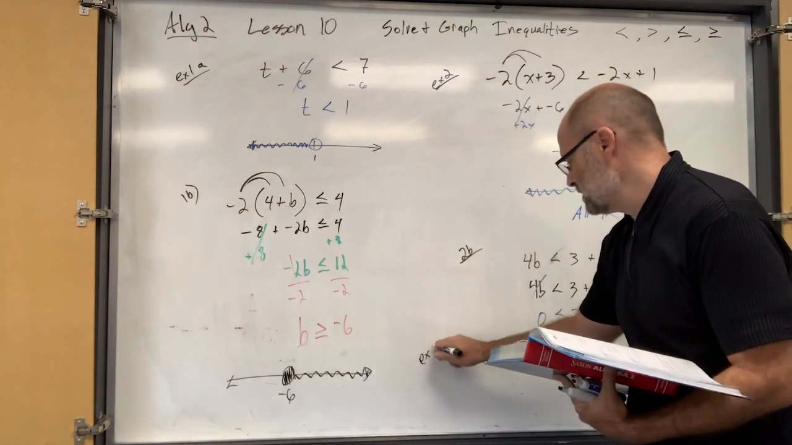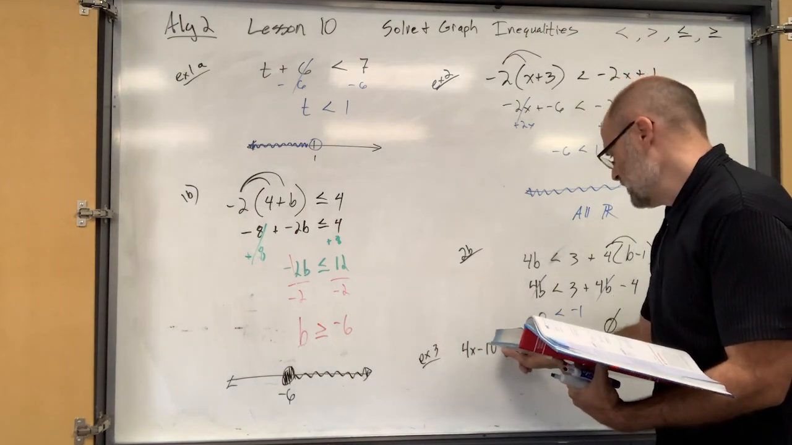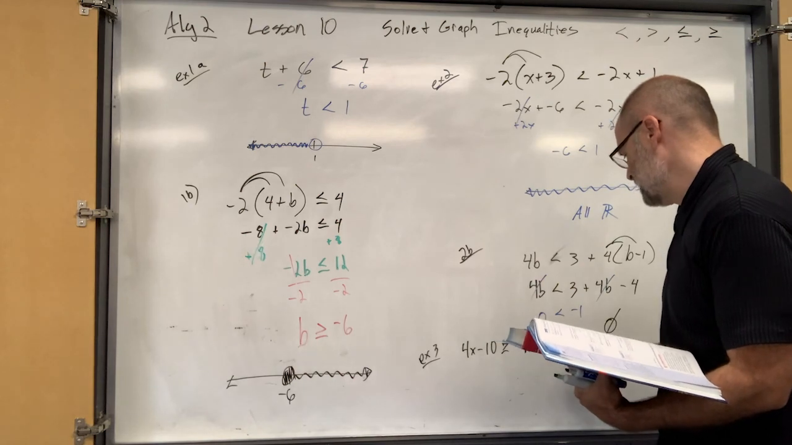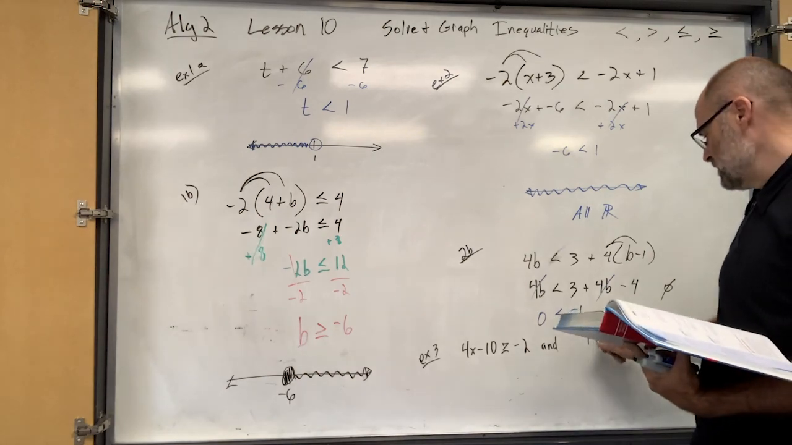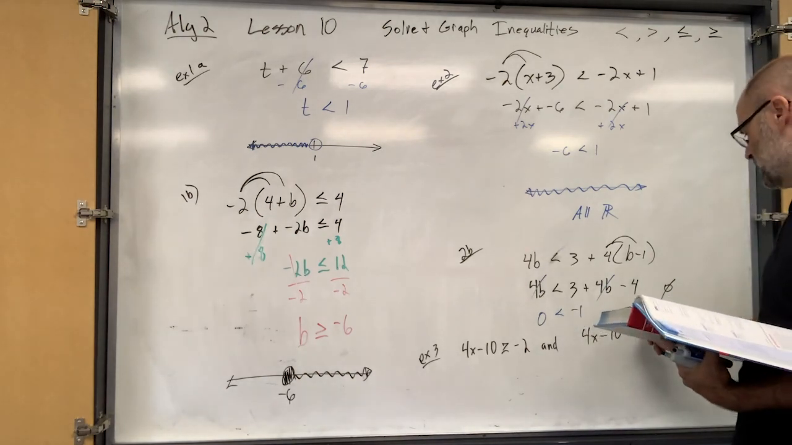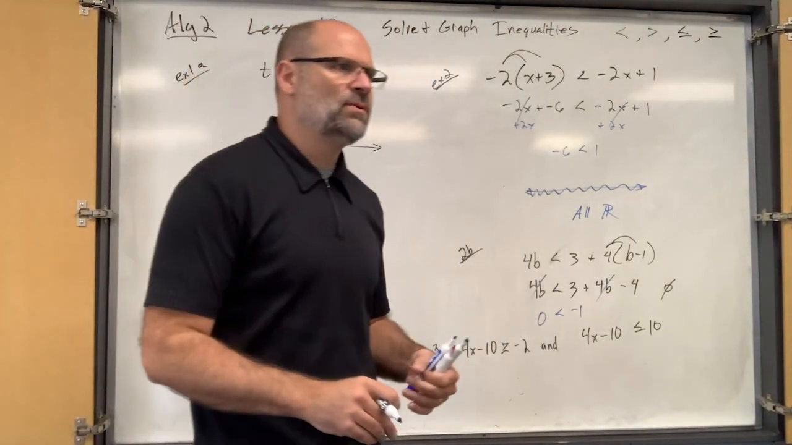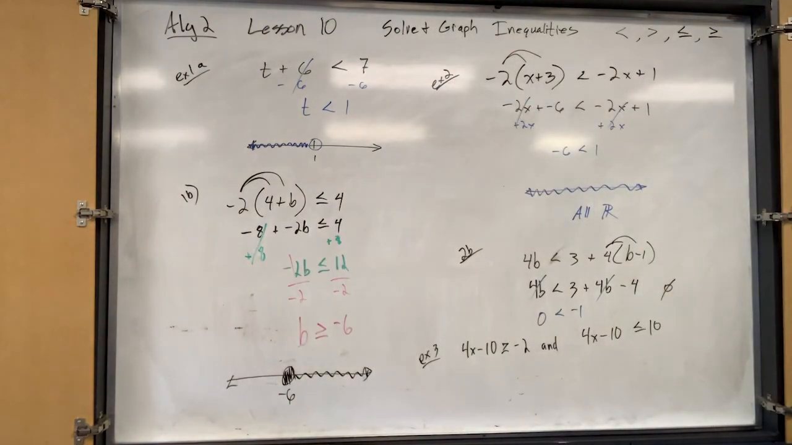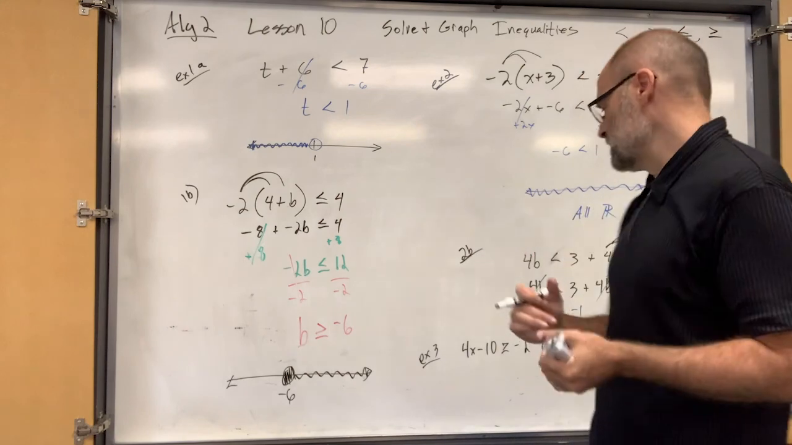So example 3 says this: 4x minus 10 is greater than or equal to -2, and 4x minus 10 is less than or equal to 10. Well, how do you solve this compound inequality? A compound inequality is saying, like, I'm between the ages of 40 and 50. I could just say I'm more than 40, or I could just say I'm less than 50. That would be wrong. But a compound inequality gives you another condition of my age.